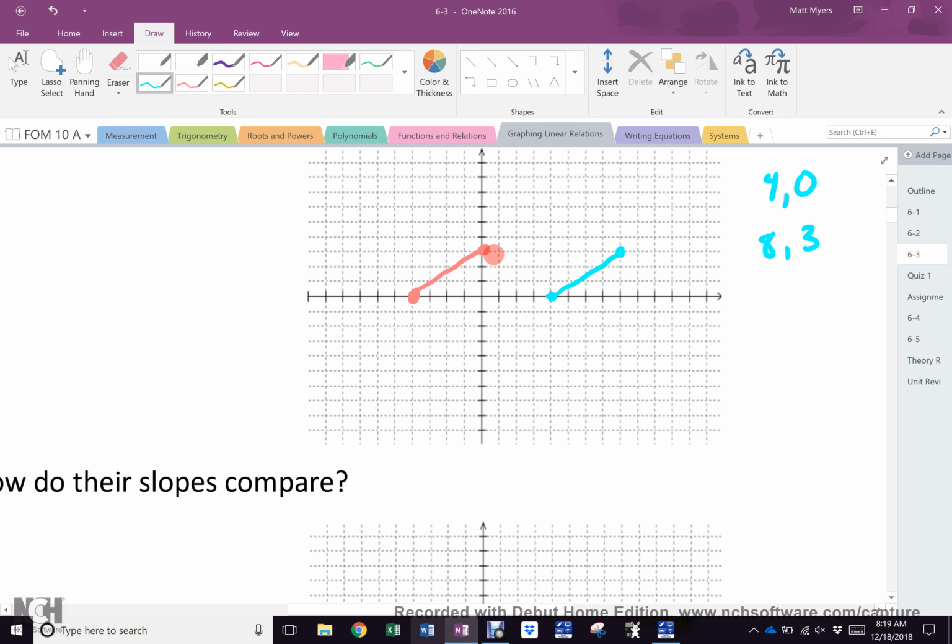Because these lines will continue on for how long in this fashion? Forever. So this will go up 3 over 4. This will go down 3 over 4. This will go up 3 over 4. Down 3, left 4. Yes? And those lines will never touch. Agreed? Why will they never touch?